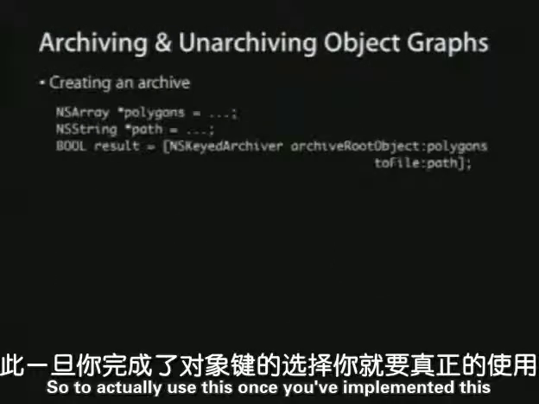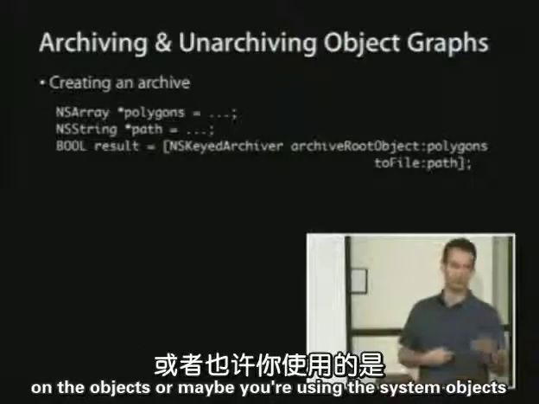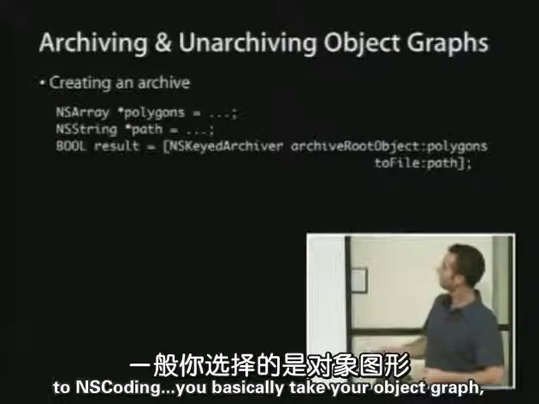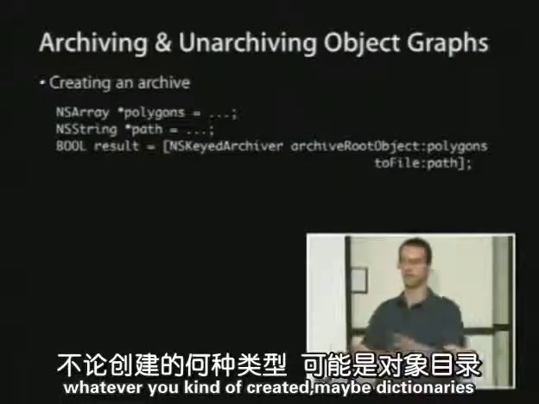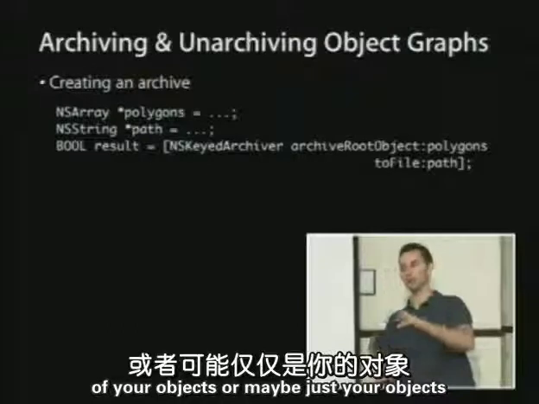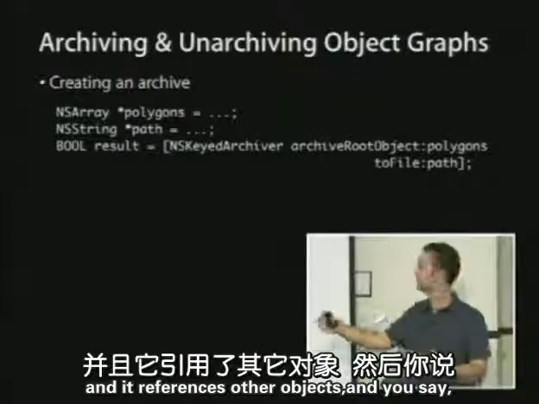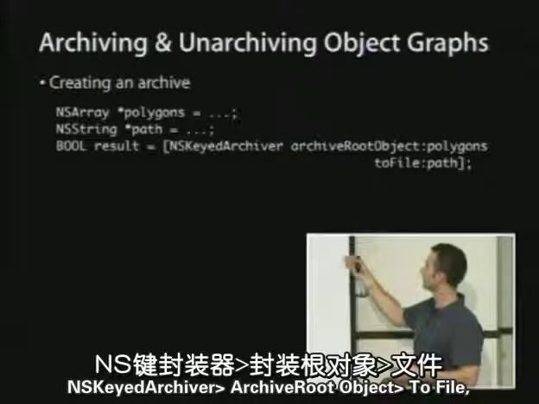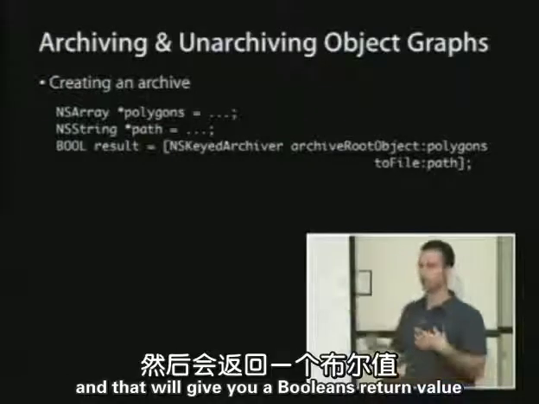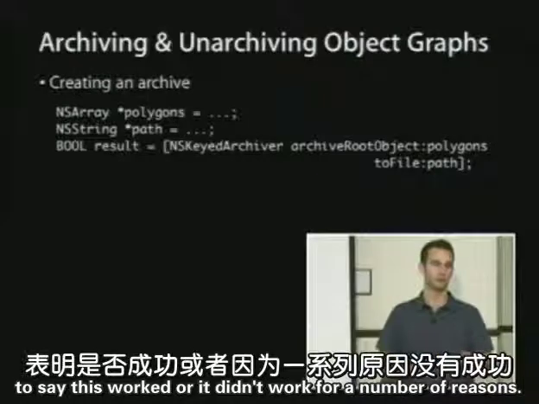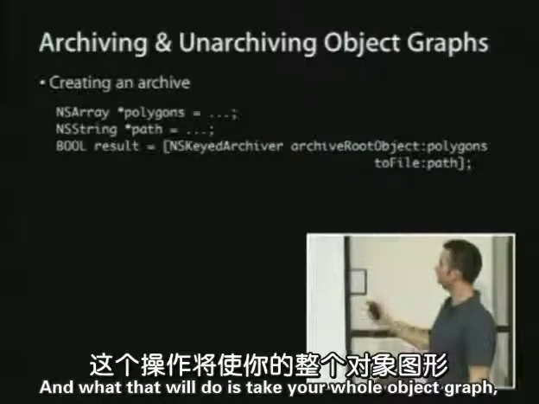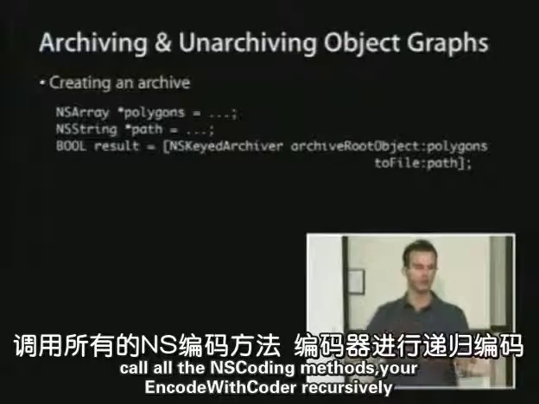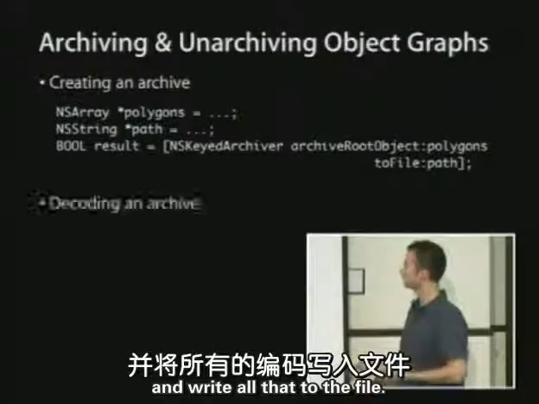To actually use this, once you've implemented it on your objects, or maybe you're using system objects that already conform to NSCoding, you take your object graph, maybe dictionaries of your objects, or maybe just your object that references other objects, and you say NSKeyedArchiver archiveRootObject toFile. That gives you a Boolean return value to say whether it worked or not, for a number of reasons. What that will do is take your whole object graph, call all the NSCoding methods, your encodeWithCoder, recursively, and write all that to the file.